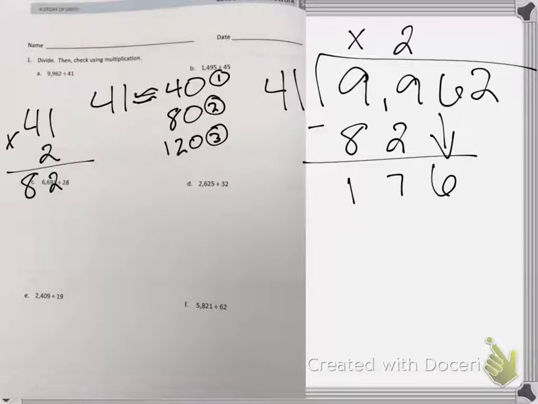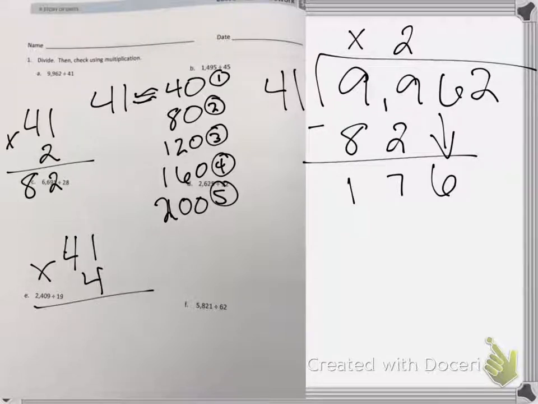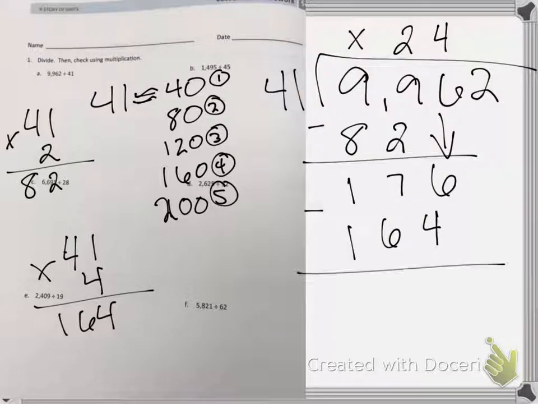Well, now we need to figure out how many times 176 can be divided by 41. So again, I'm still going to keep going with my rounded 40. So 120, 160, 200. This is 4, 5. Well, I know 176 is going to fall between 4 and 5, so I'm going to try 4 times. So 41 times 4. 4 and 16. I get 164. So 4 times 41 is 164. Subtract that out again. I get 12. And finally, we're going to drop down our last 2.